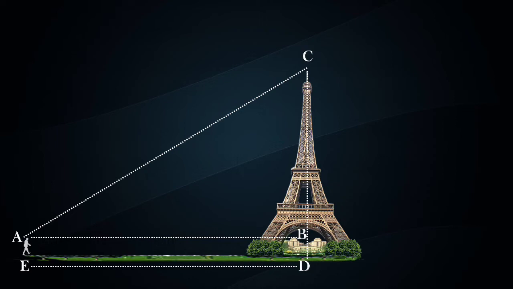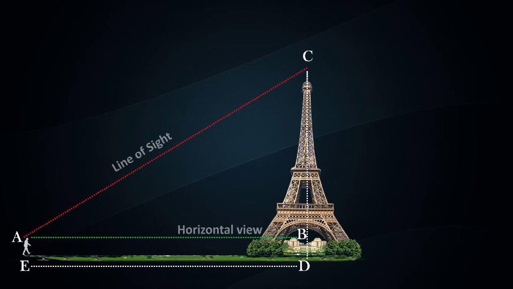Now this line which you can see in red color, AC, is called the line of sight. Wherever a person is looking, that line will be called the line of sight. And if he is looking straight in front, that is line AB, which is green in color, it will be called the horizontal view.